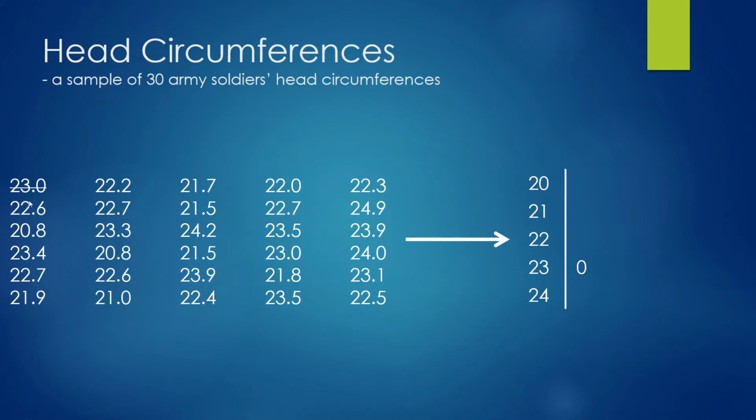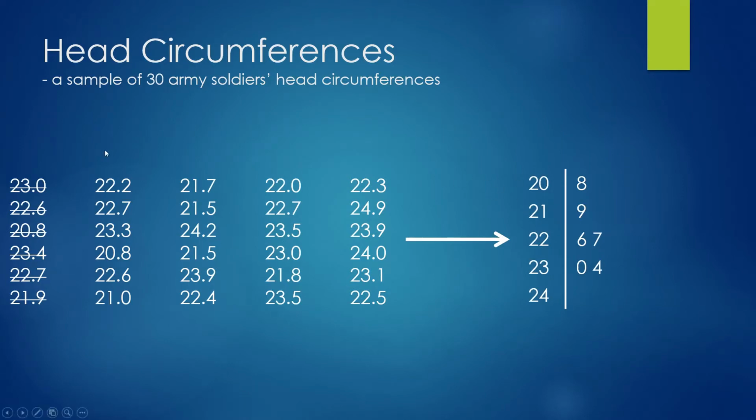The next value, 22.6, so the stem is going to be 22, and then the leaf is going to be a 6. So we're going to add the 6 onto the 22, and then we'll just keep going from there. An 8 would go onto the 20 row. 4 would go onto the 23 row for that stem. 22.7, the 7 would go onto the 22 row. 21.9, we would add a 9 onto the 21 row.